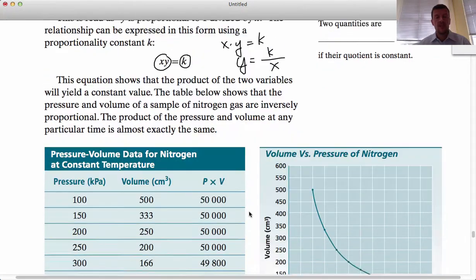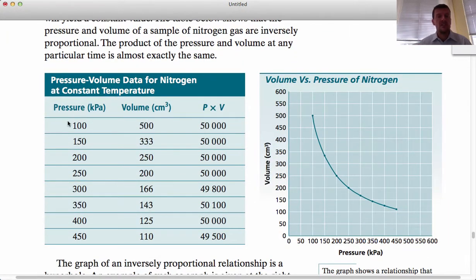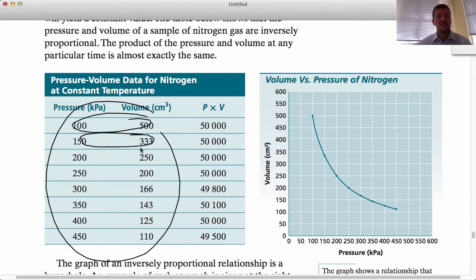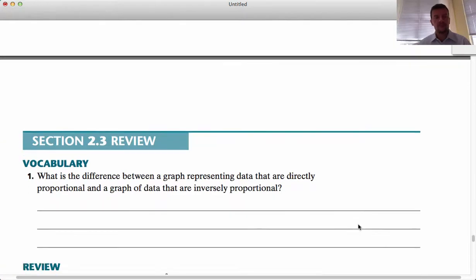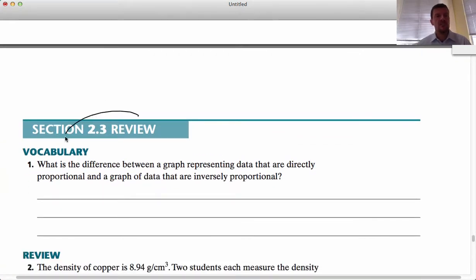All right? So in this case, here's an example. You collect all this data, and again, you plot all of these different points, you'll see that as pressure increases, volume is going down. Not necessarily in a linear relationship. This is not a line, but this is going down here. Volume is decreasing as pressure is increasing. That is an inverse or indirect relationship. Okay? All right, right here you've got 2.3.